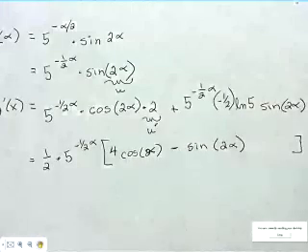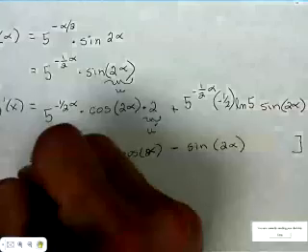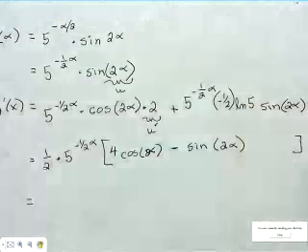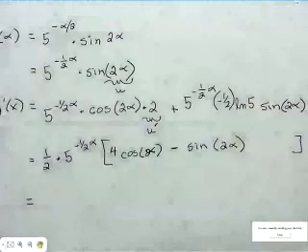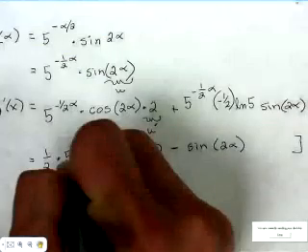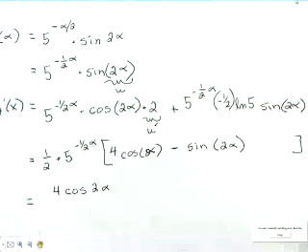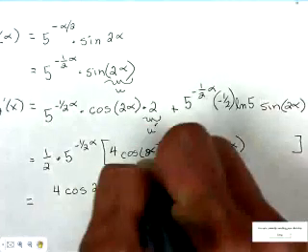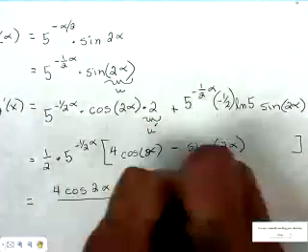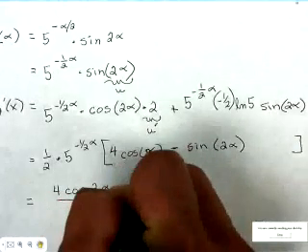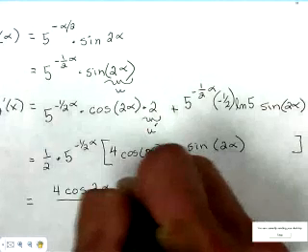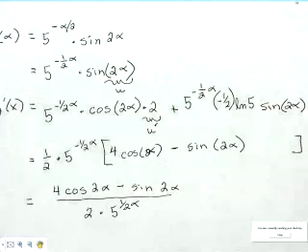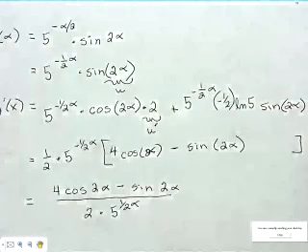And so I believe the simplest way I can write that is 4 cosine 2 alpha minus sine 2 alpha, over 2 times 5 to the positive alpha over 2, or positive 1/2 alpha. I could bring that to the denominator because of its negative exponent.